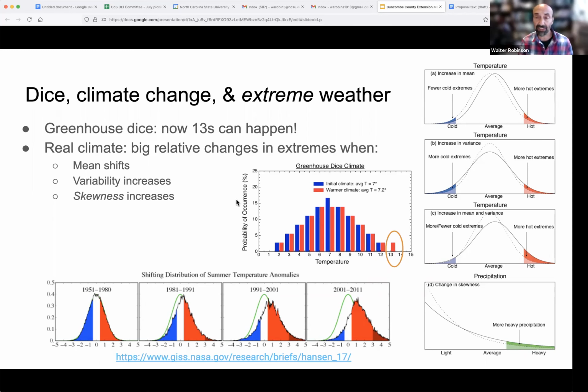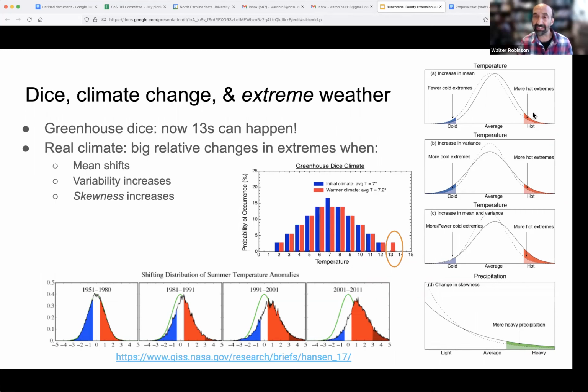And you can get that because you shift the distribution like we did here, or this is a smooth curve shifting the average temperature. Less extreme cold events, more extreme hot events. If the climate becomes more variable, you can get more extreme events. And then you can imagine both changing. There's this other idea, which is changing the shape of the distribution.